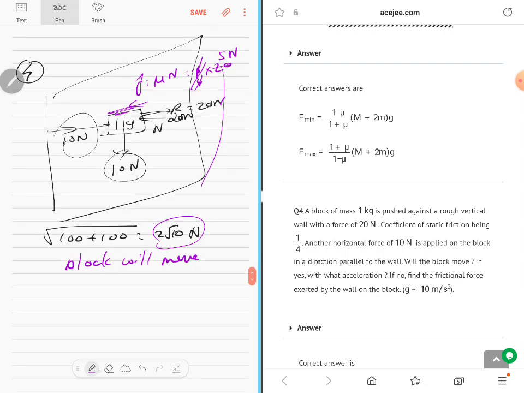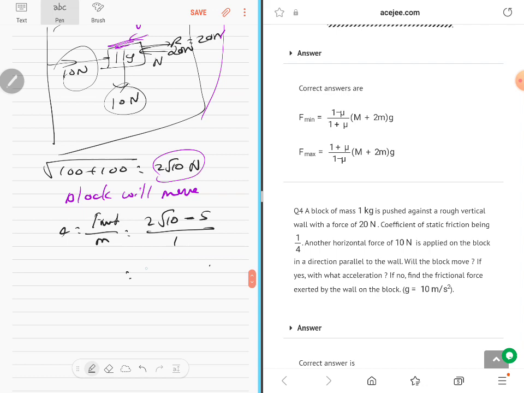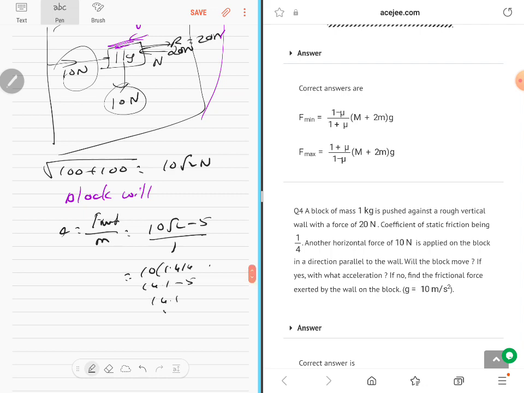Okay, so what will be the acceleration of the block? You know, acceleration is F net by M. Net force is 10 root 2 minus the frictional force, divided by the mass, which is 1 kg. So it's 10 root 2 minus 5 by 1. So 10 into 1.414 will be 14.1 minus 5. So 14.1 minus 5.0 is 9.1. So 9.1 meter per second square will be the acceleration.